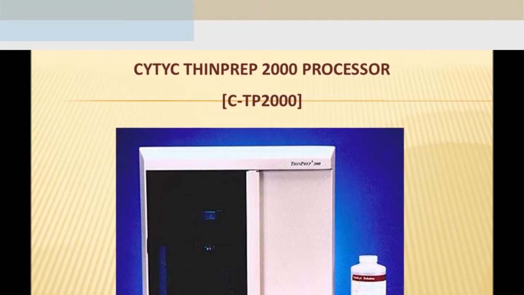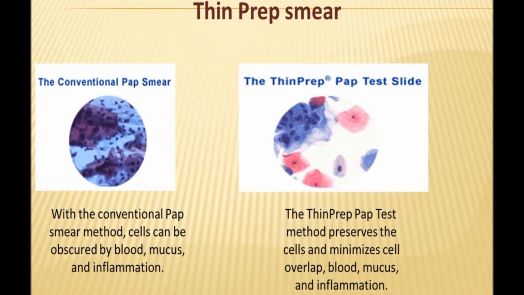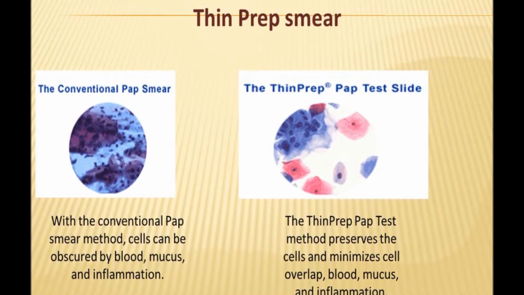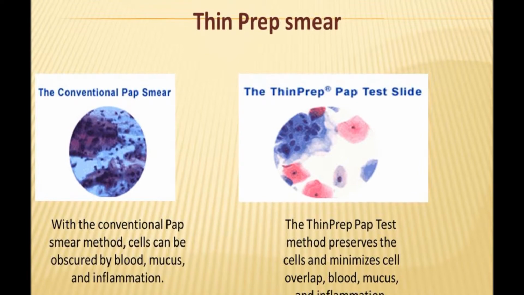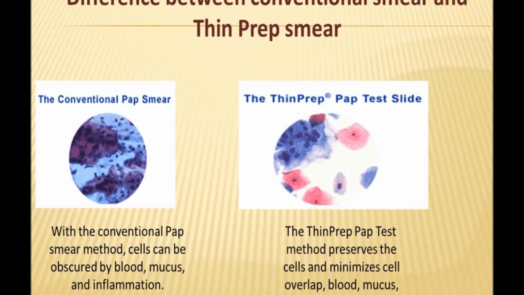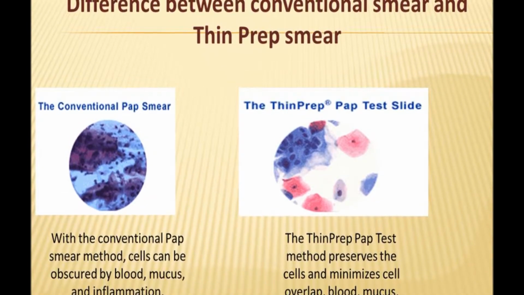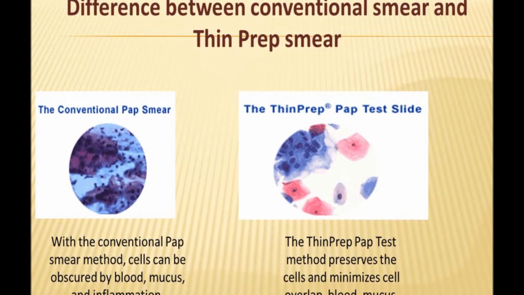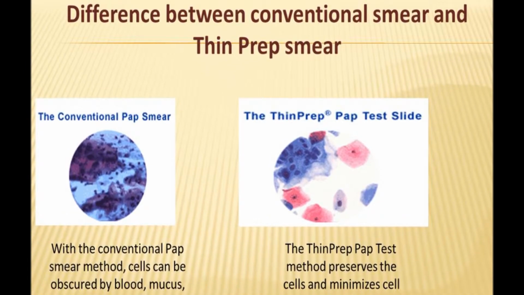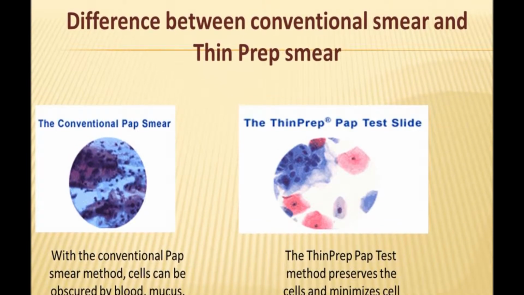The difference between a conventional smear and a ThinPrep Pap test slide is that with a conventional Pap smear, you have cells obscured by blood, mucus, and inflammation. But with a ThinPrep Pap test slide, it preserves the cells more, so we can have better diagnostic findings, and it also minimizes cell overlapping, blood, mucus, and inflammation.